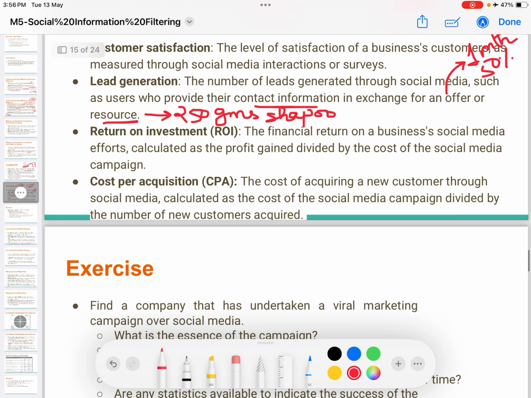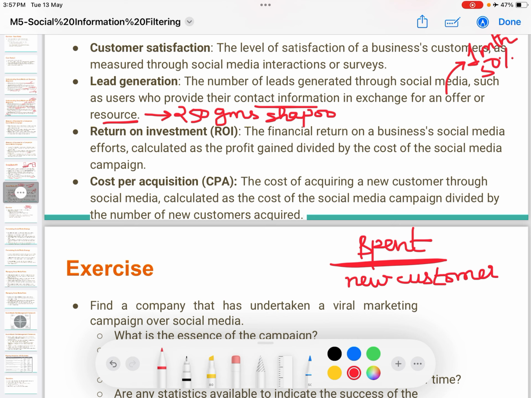Cost per acquisition, the cost of acquiring a new customer through social media, is calculated as the cost of the social media campaign divided by the number of customers acquired. So what is the cost of acquisition of a new customer? It is the money I spent on social media divided by the number of new customers that have come up.